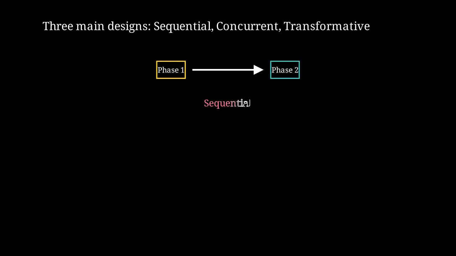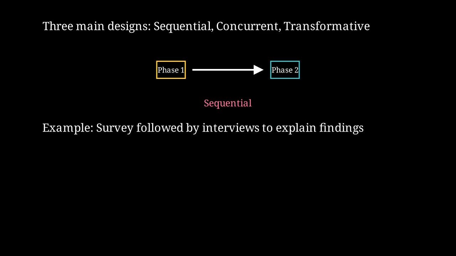Sequential designs conduct one phase first, then use those results to inform the second phase. For example, we might conduct a survey first, then interview participants to explain the quantitative findings. The key is integration, where we combine both data types to produce insights neither could achieve alone.